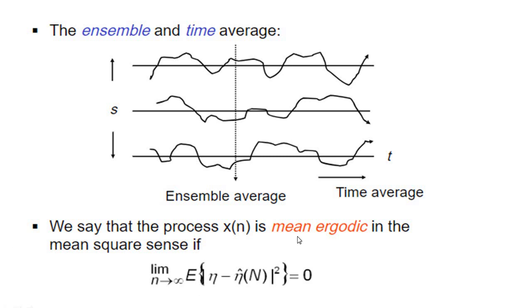Similarly, autocorrelation ergodic in the mean square sense means that the estimate converges in mean square to the values of the autocorrelation.